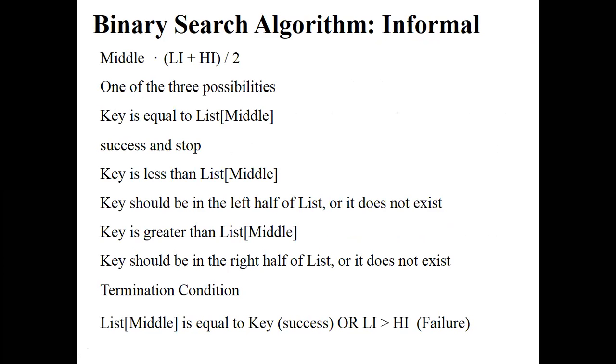So the binary search algorithm, informally: in the middle, lower index plus higher index divided by 2, there are one of three possibilities. Key is equal to the element in the middle: success and stop. Key is less than the middle element.